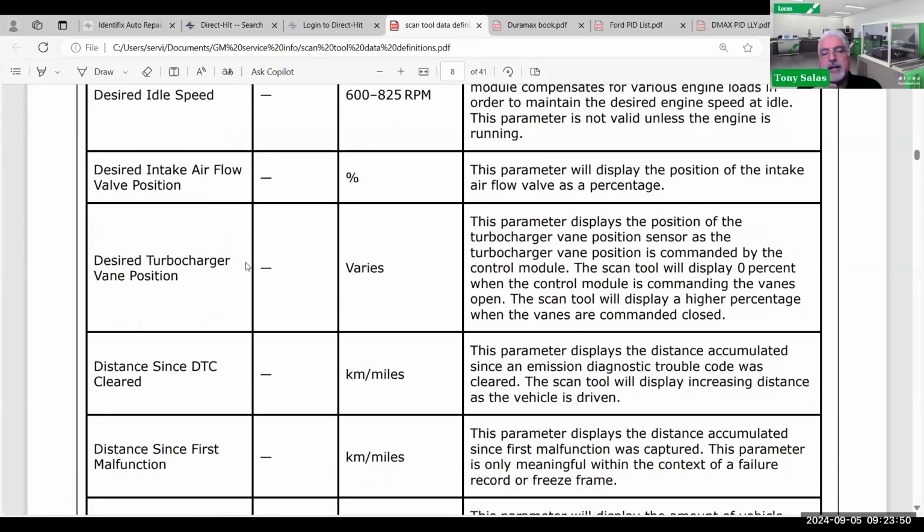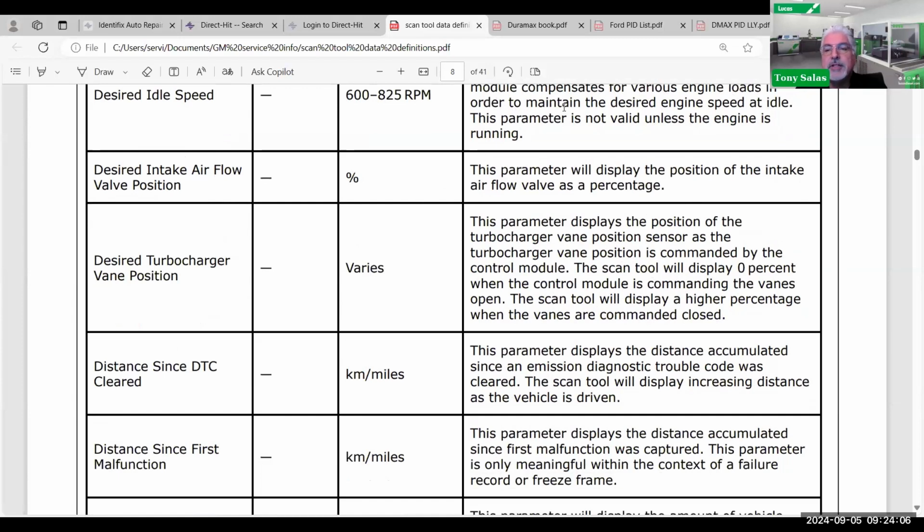Even when it comes to the vane position of the turbo too. In this case, it's telling you again what the position of the turbo is, so you can compare the actual to the desired turbo position. This is great, and I'm sure a lot of guys have used it through the years to help you out.